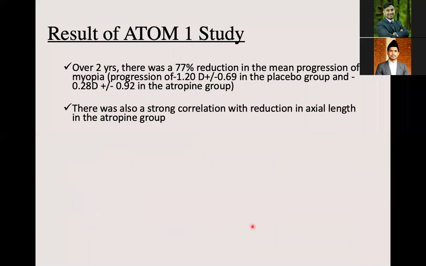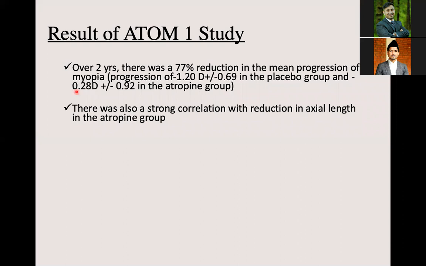For the 2 years, there was a 77% reduction in the mean progression of myopia. That means in the placebo group, you all know what a placebo group means, the progression of myopia was -1.2 diopter, isn't it? But in the atropinized group, the myopia progression was only -0.2 diopter.